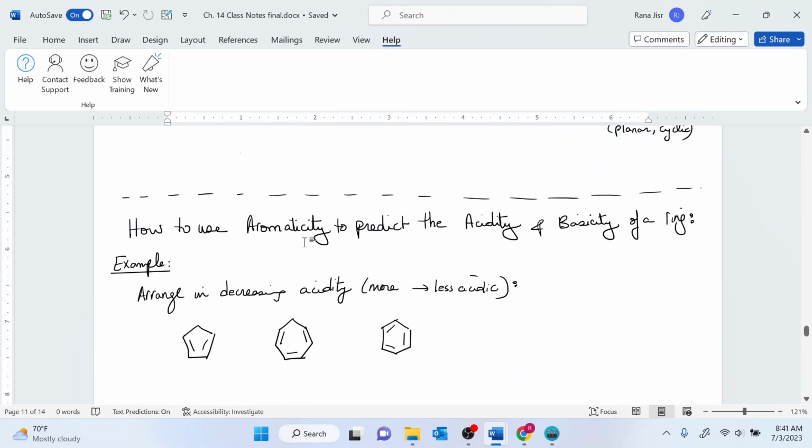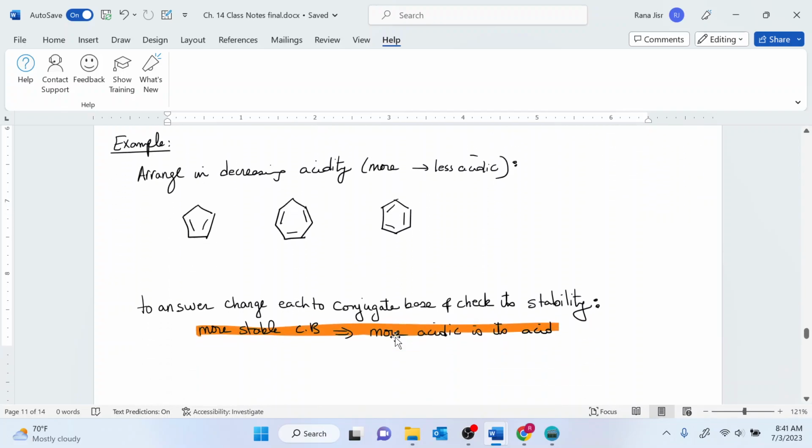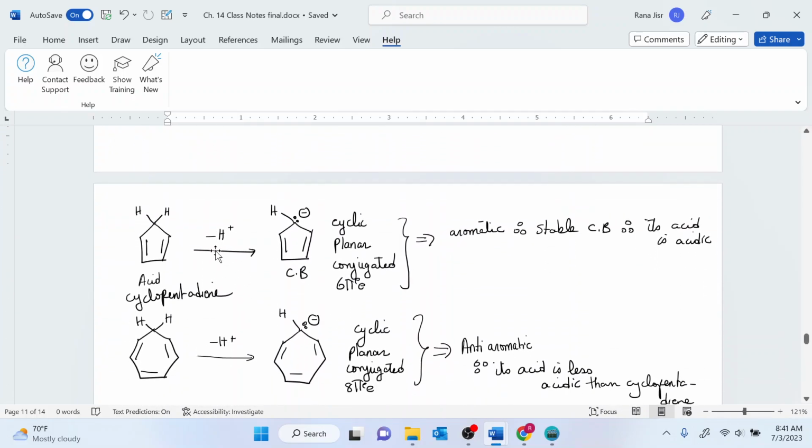We can use aromaticity in order to predict the acidity of a compound. So let's have these three structures in there. The rule says that you always look at your structure, make its conjugate base, and check. If the conjugate base is stable, then its acid is strong. So let's start with the first one, the cyclopentadiene. Take one hydrogen out, make its conjugate base. That conjugate base is cyclic, is planar, is conjugated, so it is aromatic.